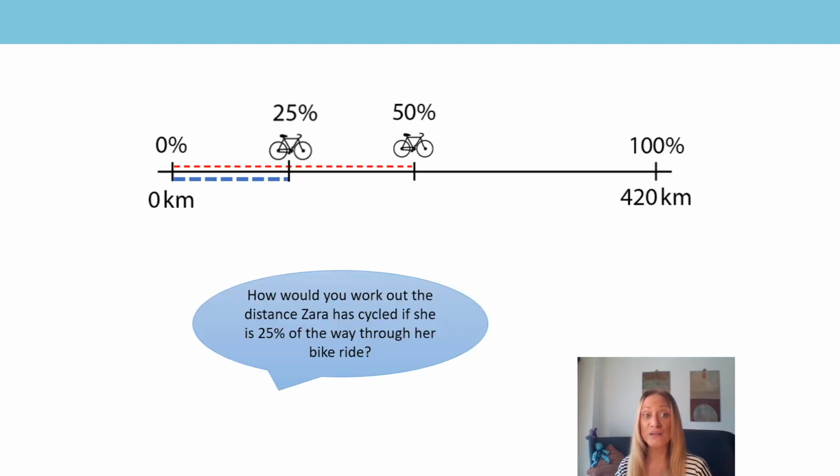Have a little look at this number line now though. So this number line shows the original 50% of the journey that had been travelled, but now there's another bike on there and a blue line that shows 25% of the journey. So how would you work out the distance Zara has cycled if she's 25% of the way through her bike ride? I'd like you to pause me now and have a think how you might work that out.